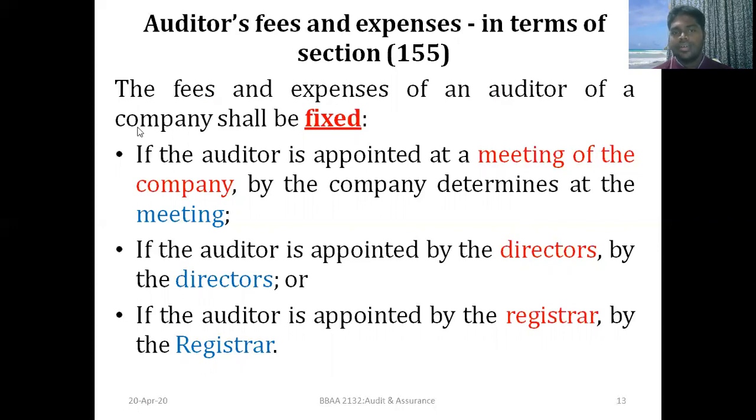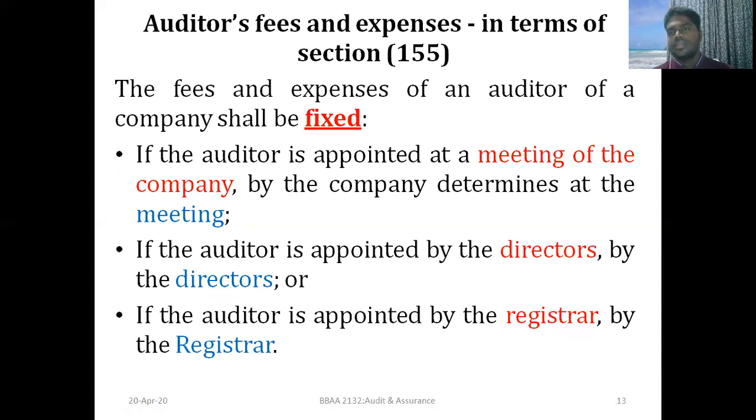So that is how they normally decide. Then they will normally have a written agreement, like a contract. The engagement itself consists of this written agreement with the auditor. In the agreement they mention this much amount they can pay. These things normally happen before starting the audit process.